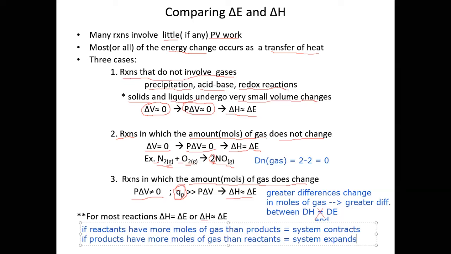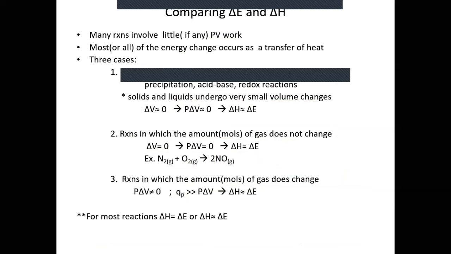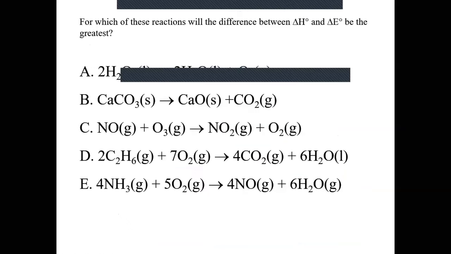So in summary, the only reaction where delta H equals delta E is the second group of reactions, the one where the moles of gas are the same on both sides of the equation. So let's look at an example here.